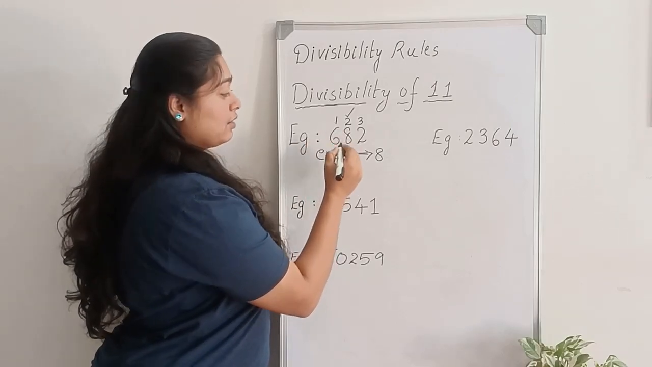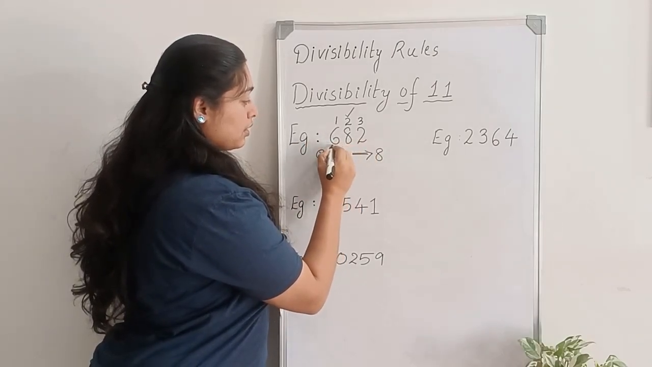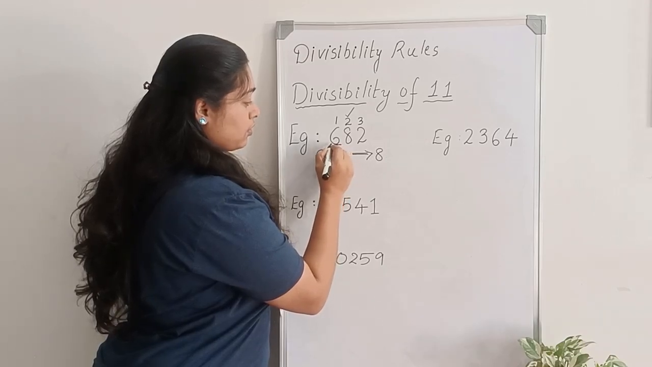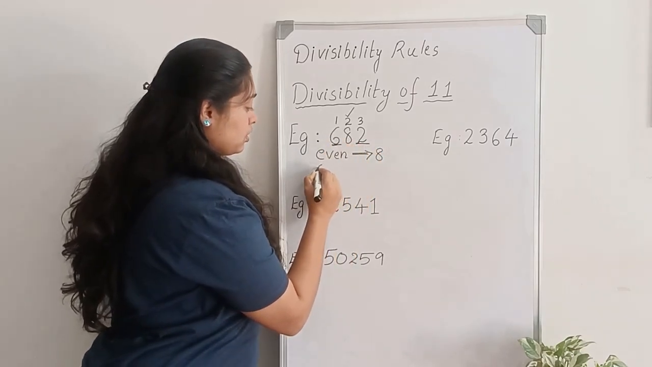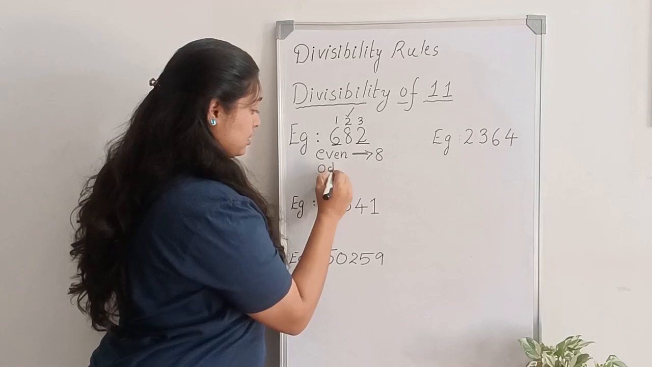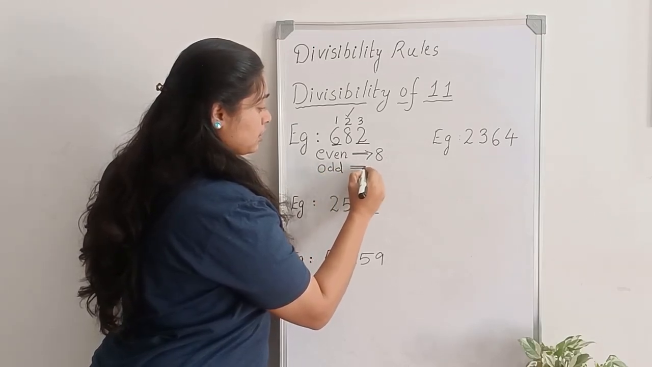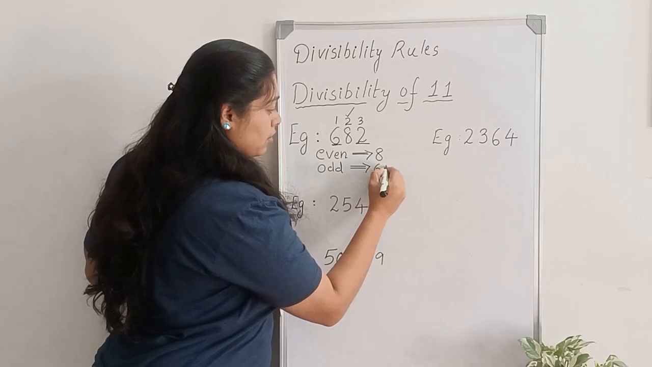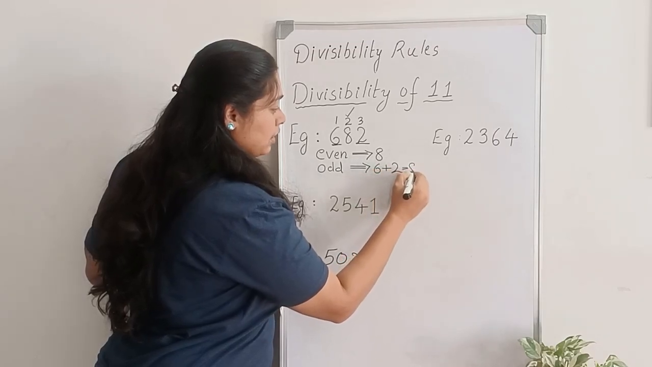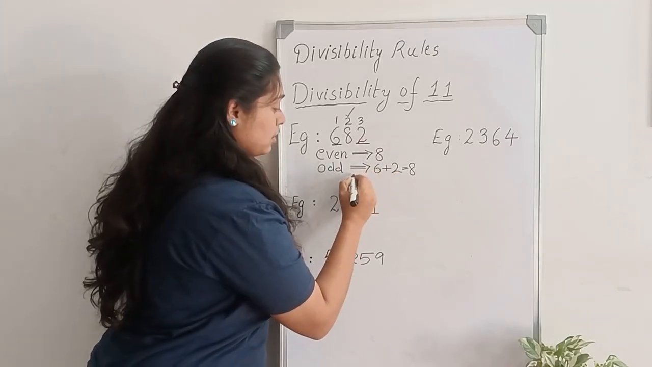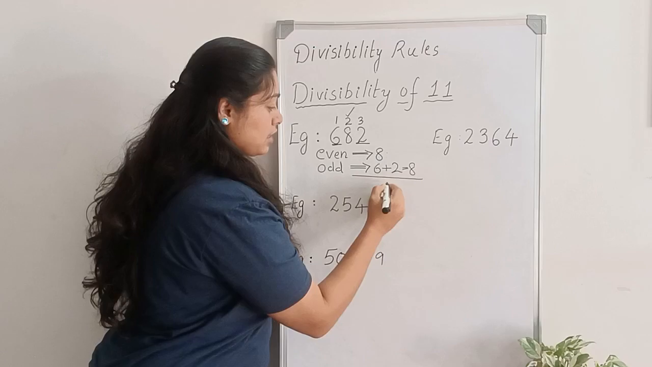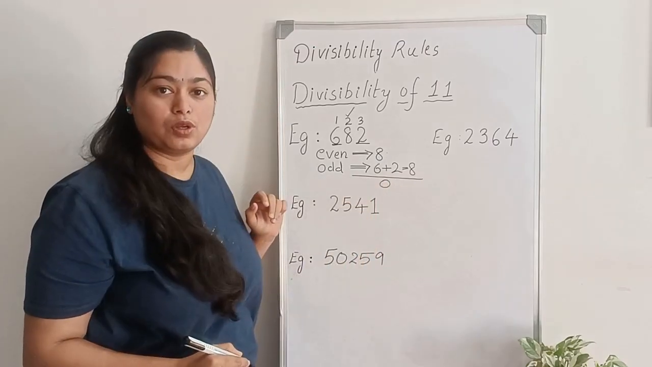Now let's add the digits in the odd places. That is the first place, which is 6, and the third place is having a 2. So the sum of digits in the odd places is 6 plus 2, which is again 8. Now let's find the difference of these two answers. 8 minus 8 is 0.